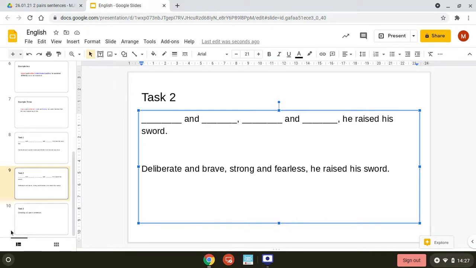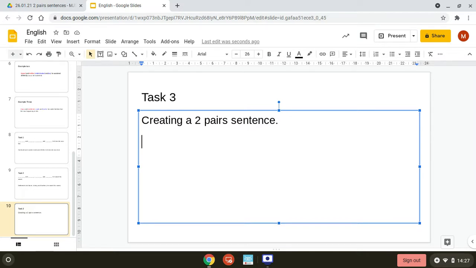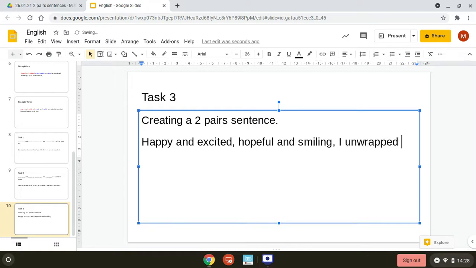Now we're going to try and see if we didn't have the ending for a sentence, can we create a complete sentence? So for me, I'm going to imagine a happy time. So I'm going to imagine it's my birthday and I'm opening a present. So what pairs of adjectives could I use? So I'm going to start with a capital letter, and I think I would be happy and excited, comma. I might be hopeful and smiling. Now I've got to think of a good ending for why. So I unwrapped the large box.